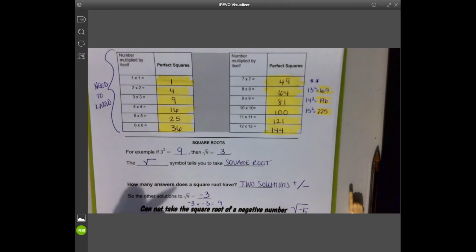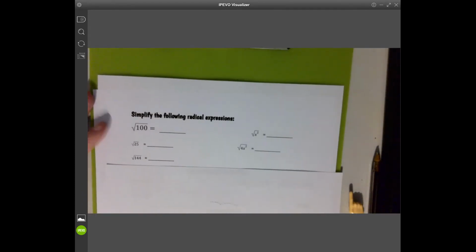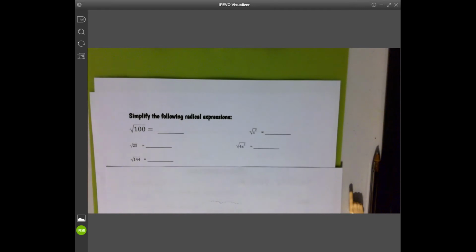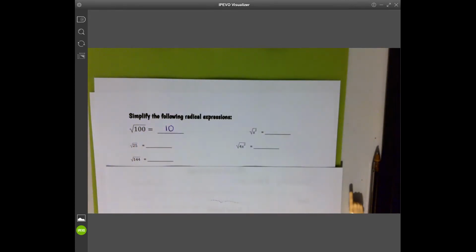Okay, so let's try some of the information that we've seen. Here it says simplify the radical expressions below. Let's start off with the square root of 100. 100 is perfect. What number times itself gives me 100? The answer here is 10. Again, we're only focusing on the positive answers here, and that's the only answer I will be writing.